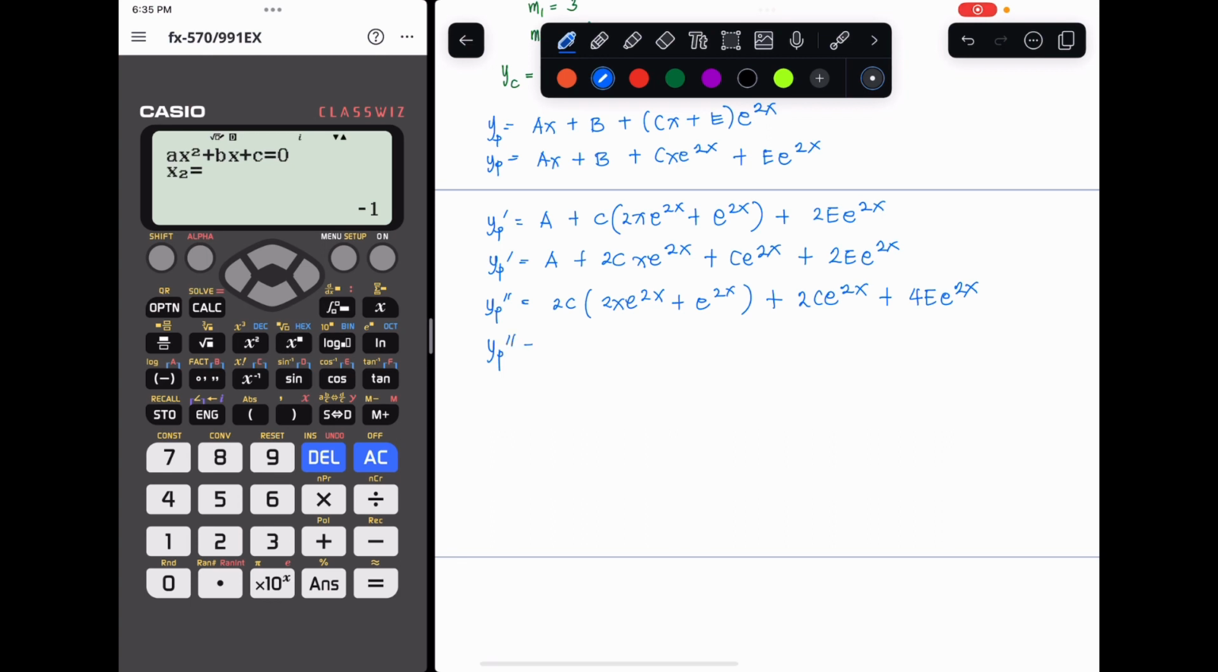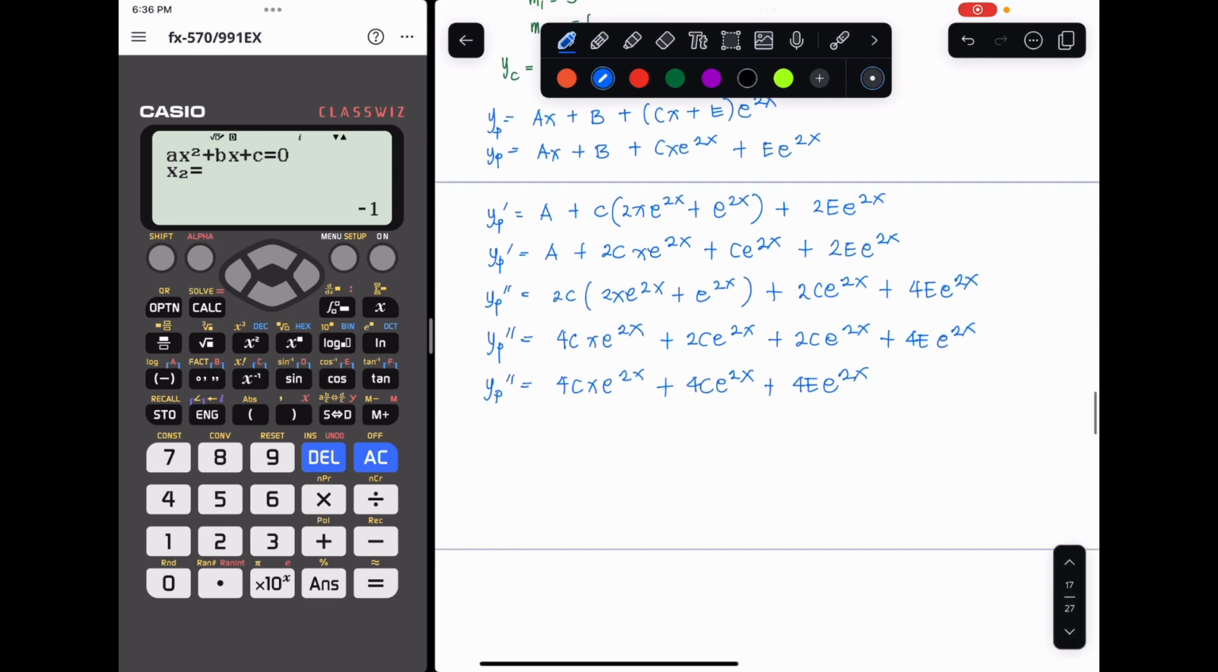So yp double prime then, I'll have 2c times 2x, that would be 4c x e2x. And then plus 2c e2x plus 2c e2x plus 4e e2x. Or simply yp double prime would be 4c x e2x plus 2c plus 2c is 4c e2x plus 4e e2x. So now that we have yp double prime, we can go back to our original equation.